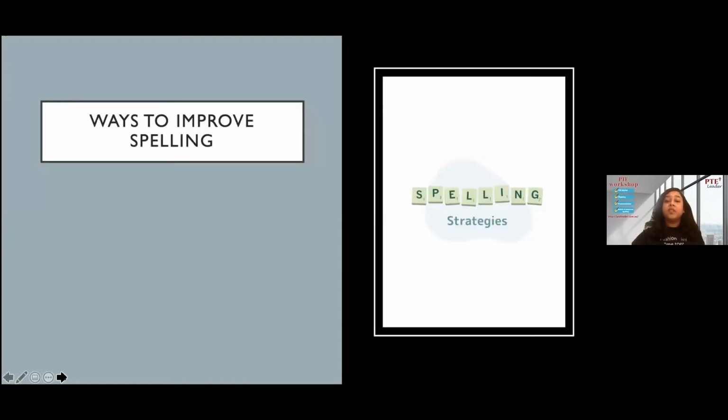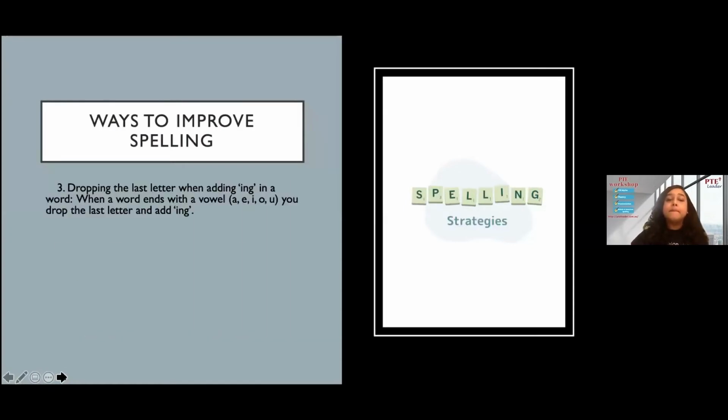Right, now let's proceed further with another rule. Sometimes in the English language, when you write a verb with ing, you drop the last letter. Sometimes you do, sometimes you don't. Now, how do you know when to drop the last letter and when not to? This can be a real confusion when you are writing a sentence in present continuous, like I'm coming this week, or it's raining outside. Sentences like that. So how would you know? The rule is when a word ends with a vowel, we all know what a vowel is, A, E, I, O, U.